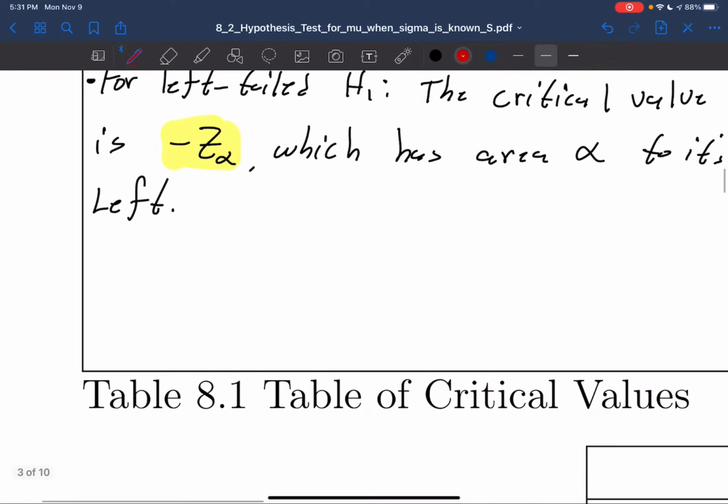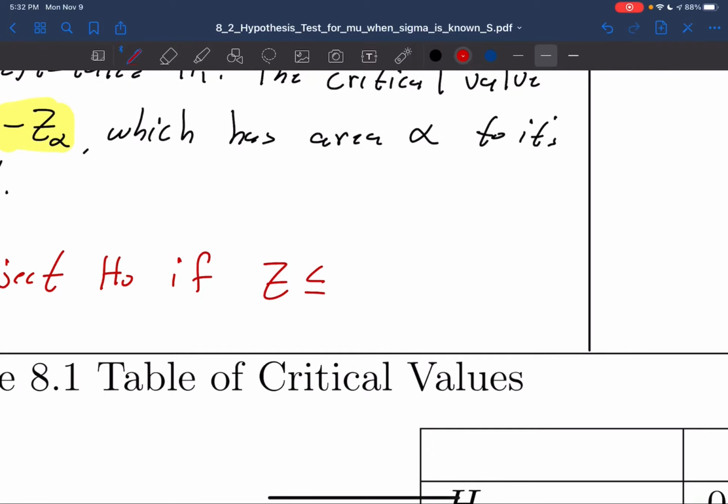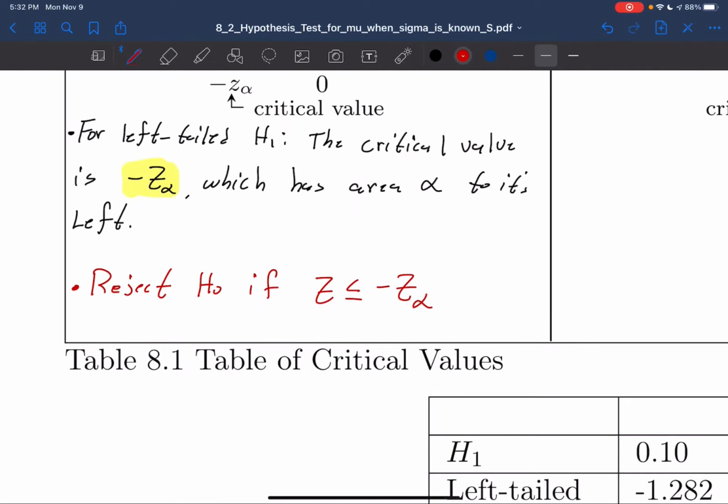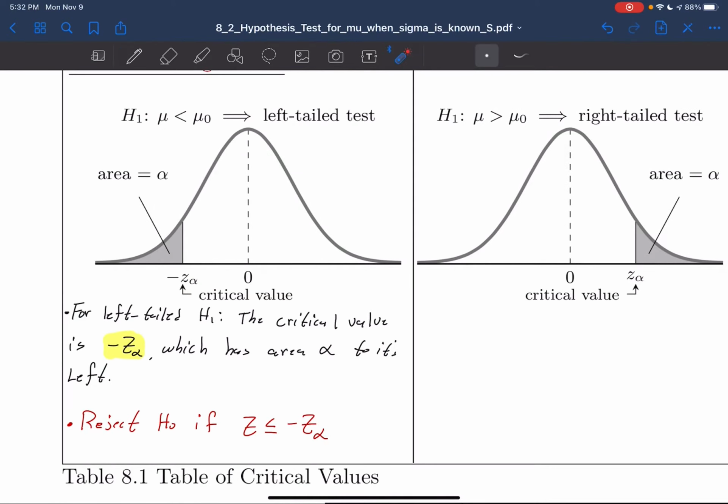And one thing you want to know is that we reject our null hypothesis H naught if our test statistic is less than or equal to our critical value, negative z sub alpha. And again, this is only dealing with a left tail test. We're going to do a couple examples on this in a little bit.